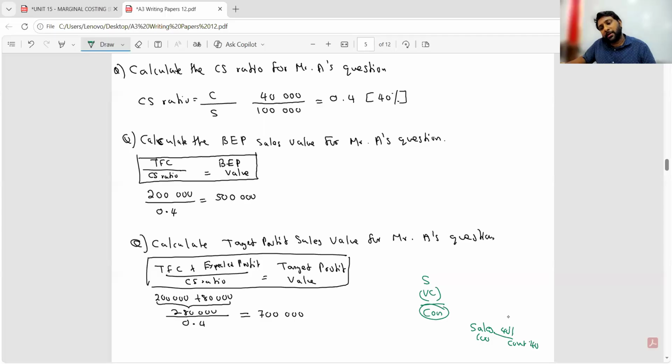So you are subtracting the contribution. Yes, correct, something like that. If the sale is 100, contribution is 40. If it is 200, then 80. Not the same thing. Contribution means sales minus variable cost. That as a percentage is the CS ratio. Two different meanings.